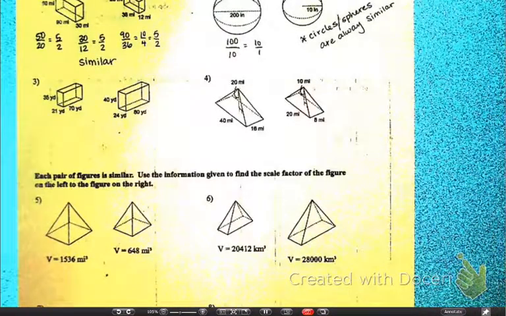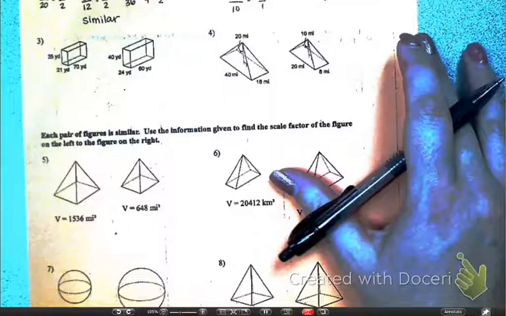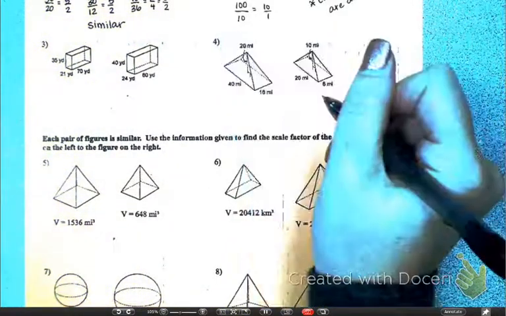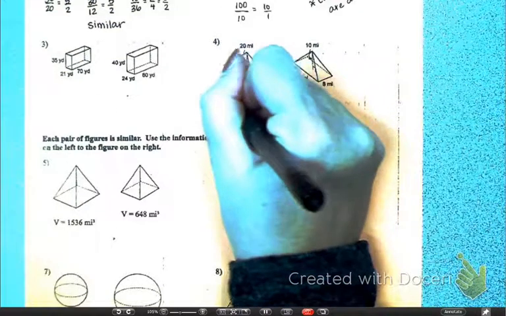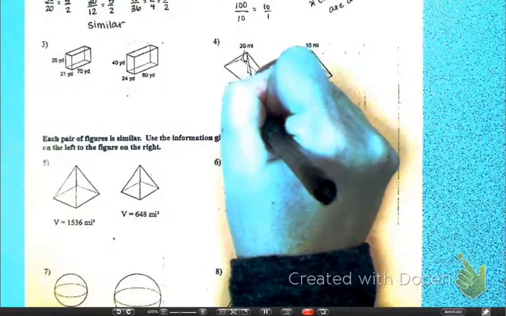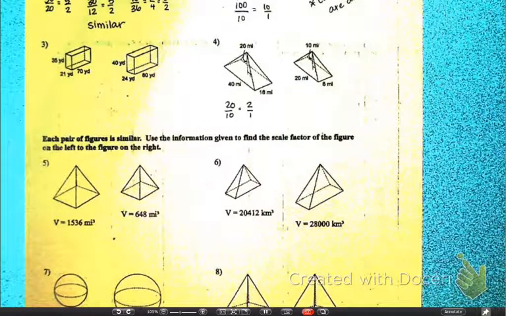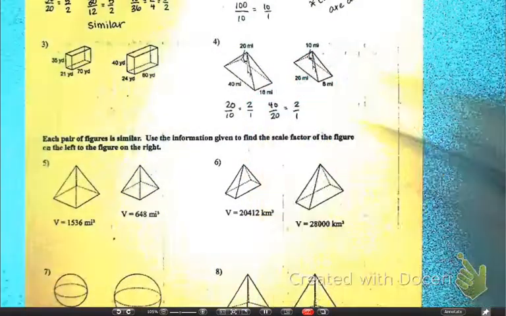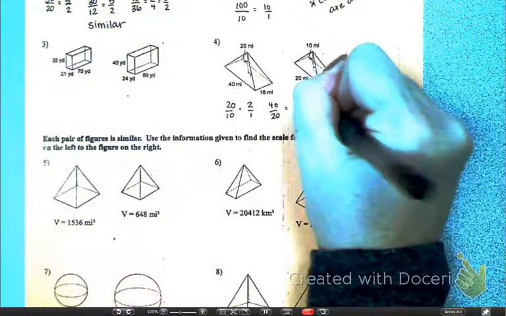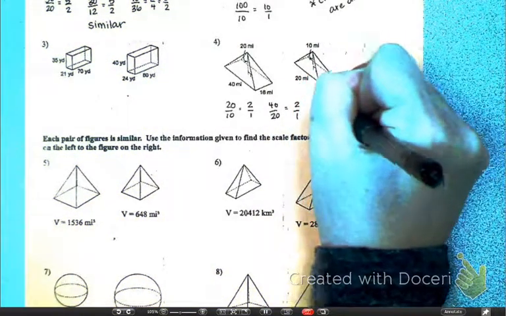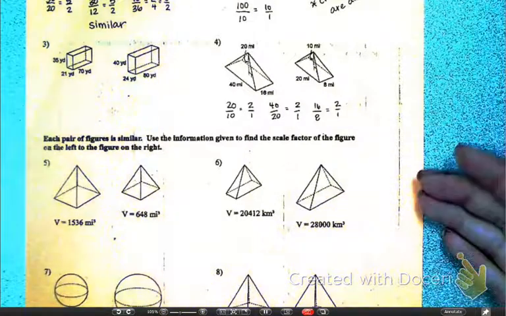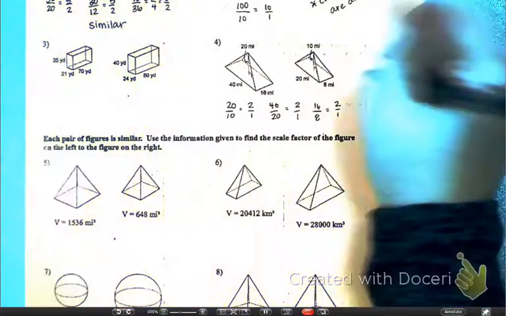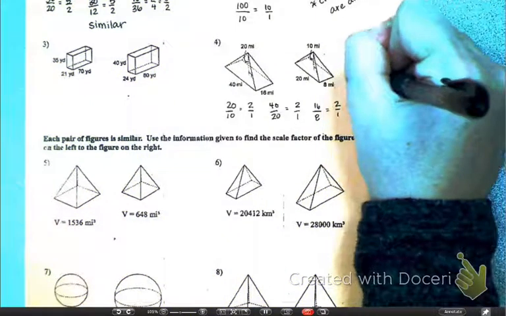Can someone help me set up my ratios? Jordan? 20 over 10. Okay, so you did the heights. And you got 2 over 1. 40 over 20. Still 2 over 1. And 16 over 8, which is still 2 over 1. So if you did it small pyramid to large pyramid, you would have 1 over 2, and that's fine as well. Okay, so these are similar.